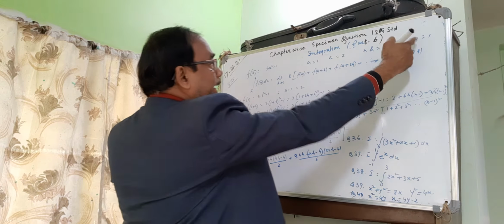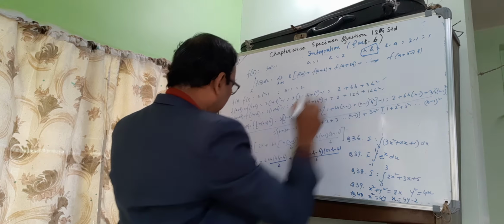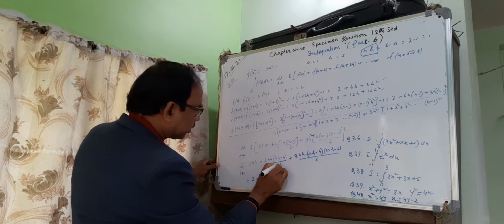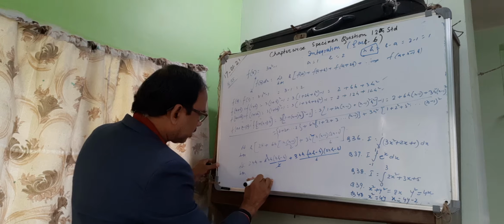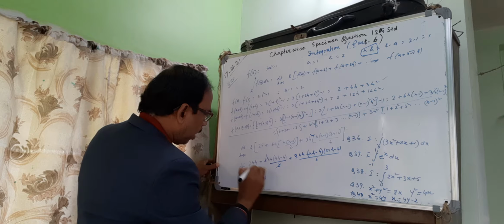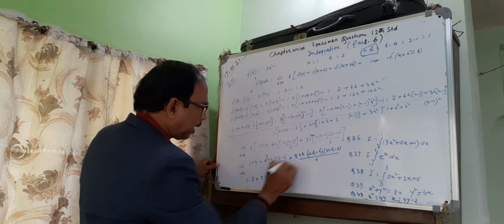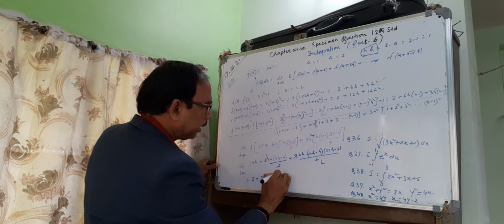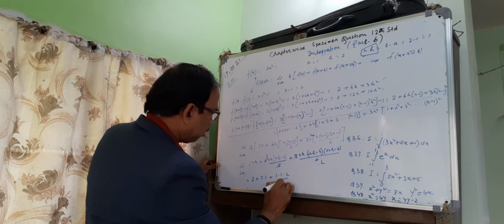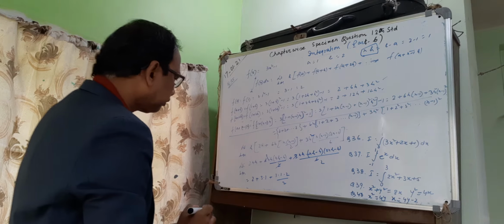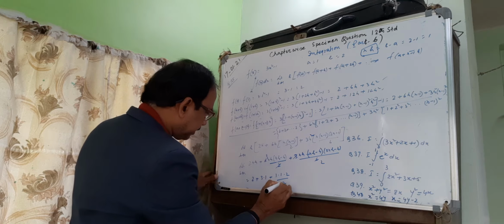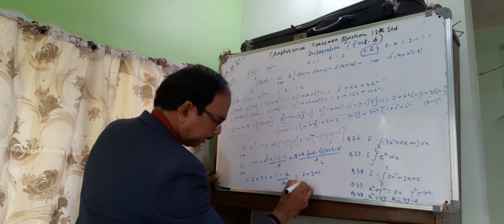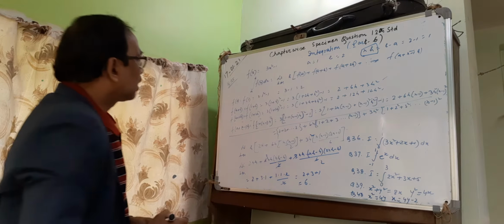You know the value of nh is 1. Put it here: equals 2nh, that is 2, plus 3 into 1 into (1 minus h), h value 0, plus 1 into 1 into 2 by 2. So your answer is 2 plus 3 plus 1, that is 6. That is the final answer of this integration.